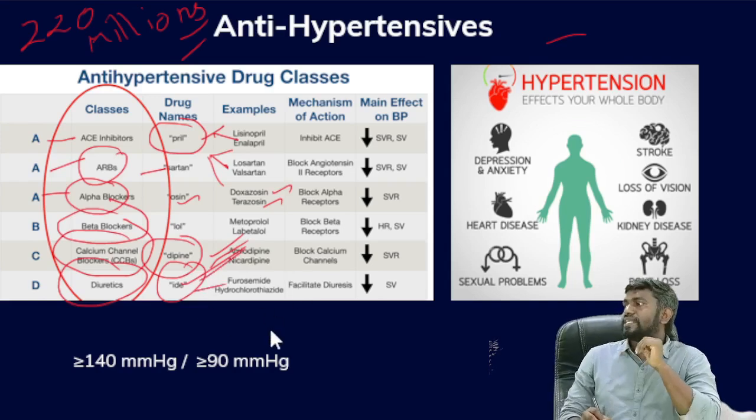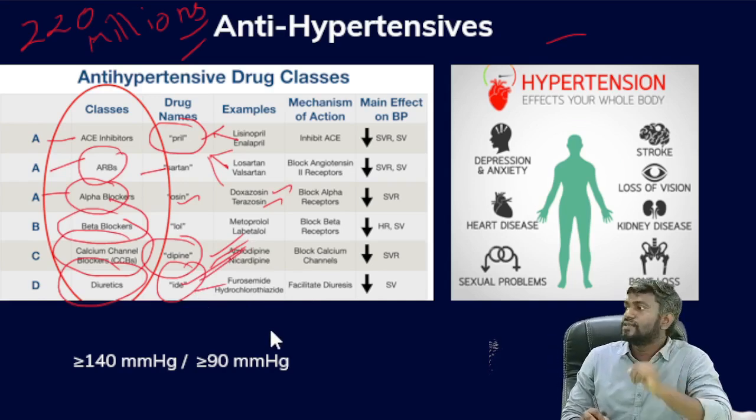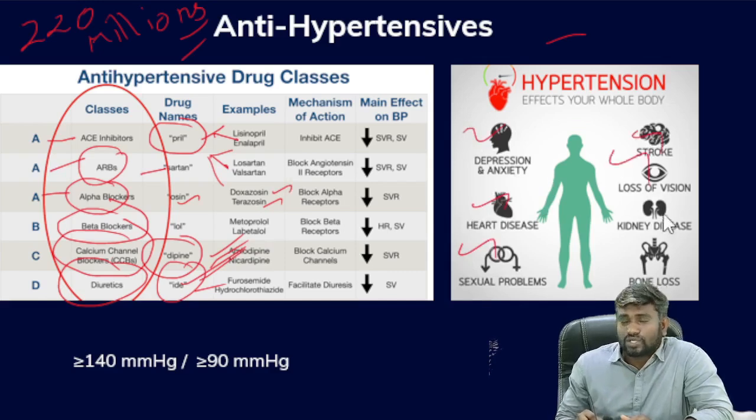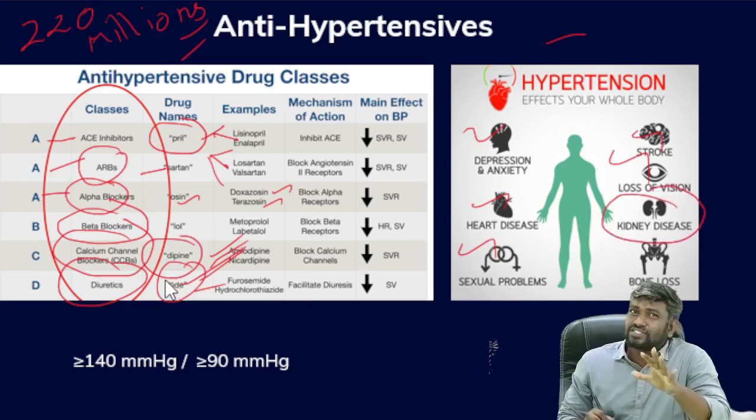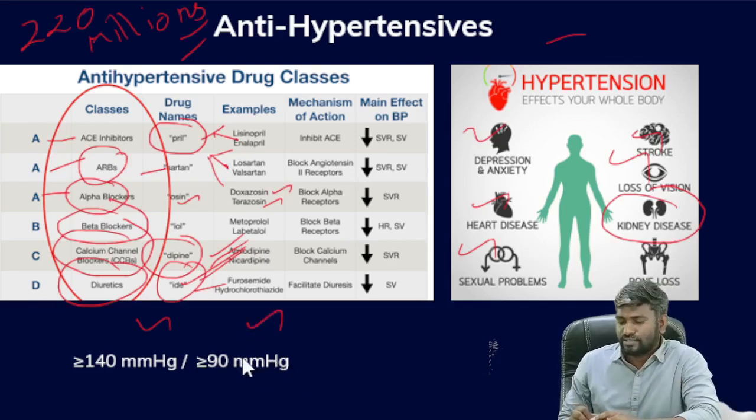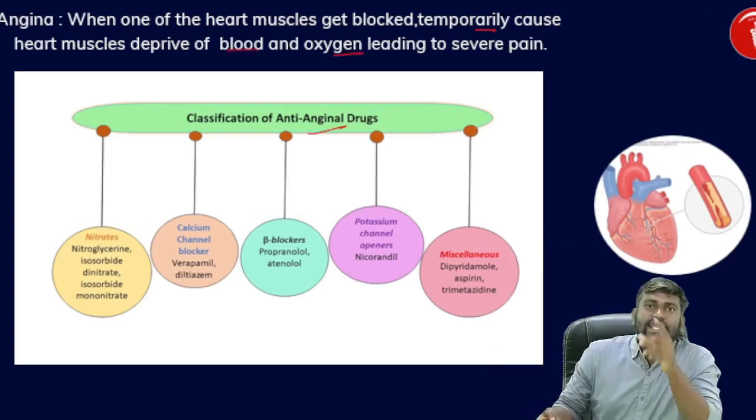Now, why is hypertension a major concern, sir? It could lead to what? Depression. It could lead to anxiety as well, heart disease, sexual problems, stroke, loss of vision, and also kidney diseases. Hypertension, just a quick revision, remember it is when the systolic is greater than or equal to 140 mmHg and the diastolic is greater than or equal to 90 mmHg. Very important.